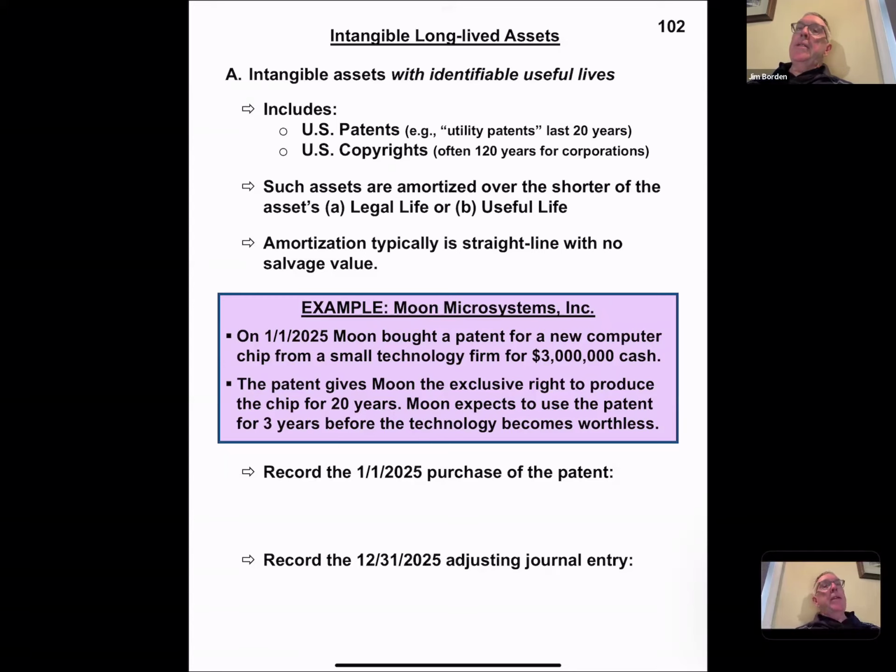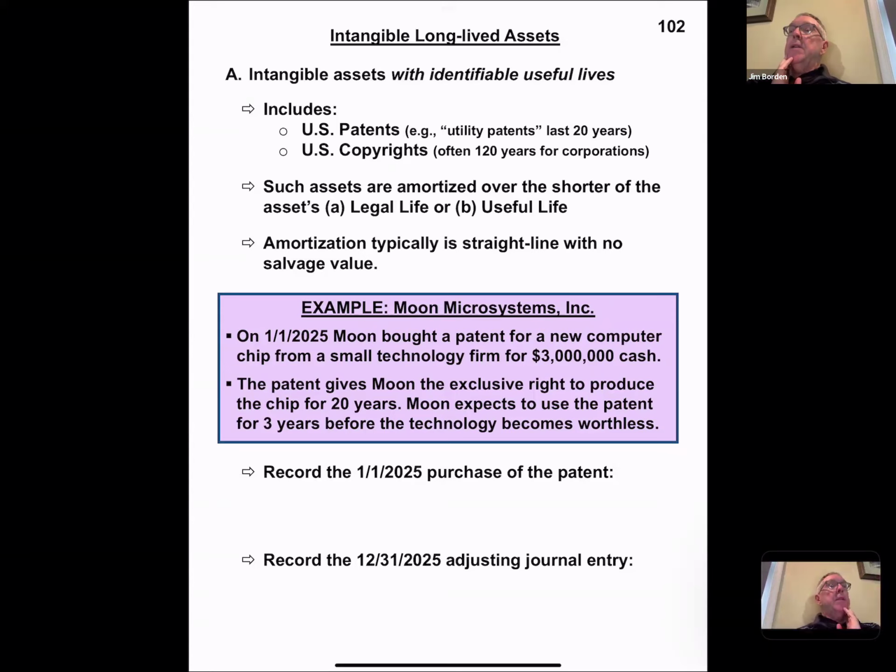Okay. And with these types of assets, the ones that have these identifiable useful lives, we amortize over the shorter of the legal life or the useful life of the asset. So again, these assets come with a legal life established by the courts. So up top, we see patents might be 20 years, copyrights could be 120 years. So that would define this A, the legal life. That typically sets an upper limit. That's one possibility for how long we'd amortize an intangible asset over.